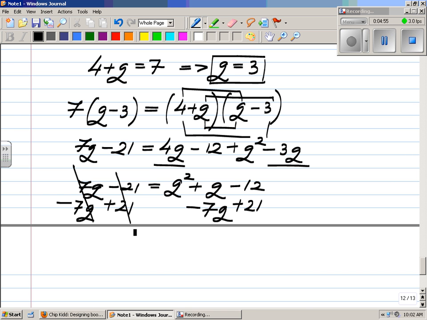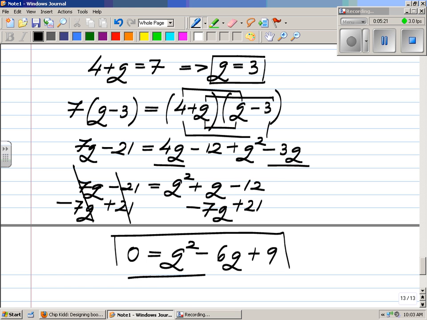21 minus 21 is 0. I have 0 on the left equals q squared minus 6q minus 12 plus 21 is going to be plus 9, right? Is it plus 9? And I have a quadratic equation.